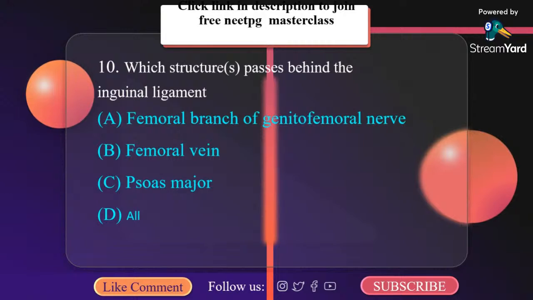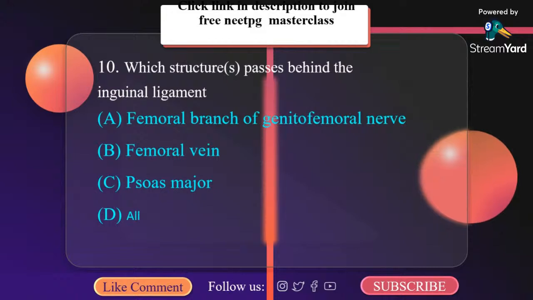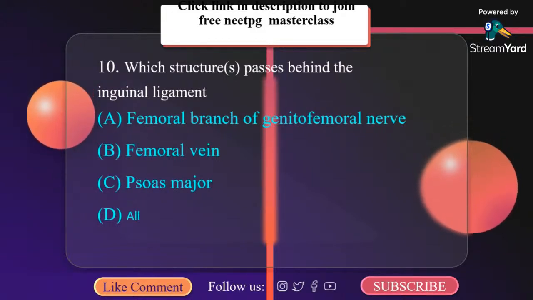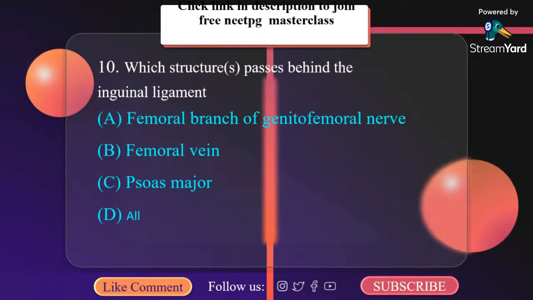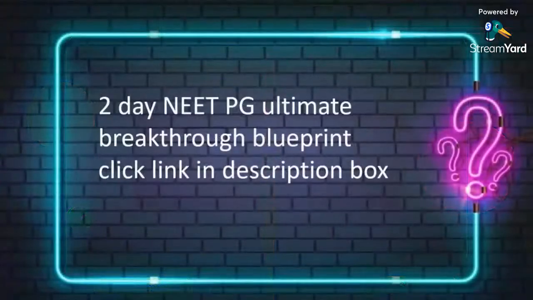Which structure passes behind the inguinal ligament? A. Femoral branch of genitofemoral nerve, B. Femoral vein, C. Psoas major, D. All. The correct answer here is D, all. The femoral branch of genitofemoral nerve, femoral vein, and psoas major all pass behind the inguinal ligament.